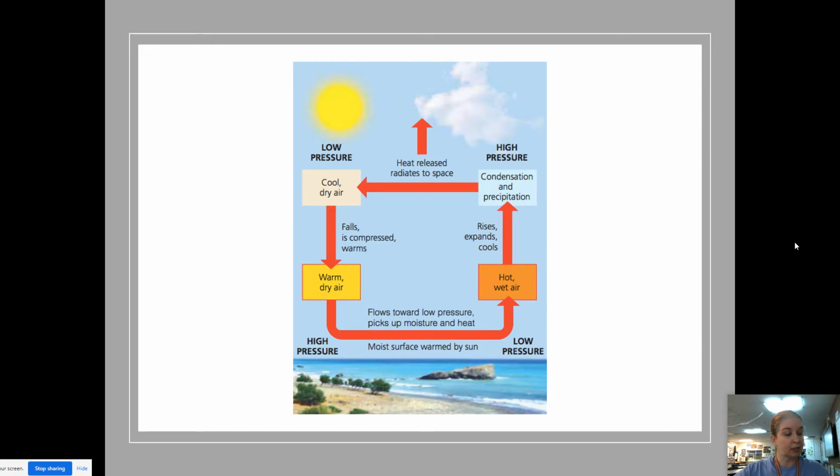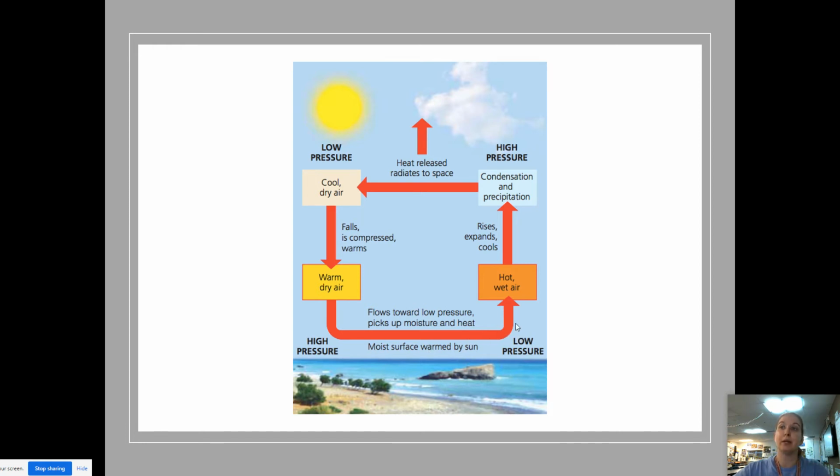Your next little graph, here are some pictures. So in low pressure, we have cool, dry air up. That's going to fall, get compressed and warm up. So you now have warm, dry air. And then it's going to flow towards higher pressure. It's going to flow towards this low pressure, pick up moisture and heat.